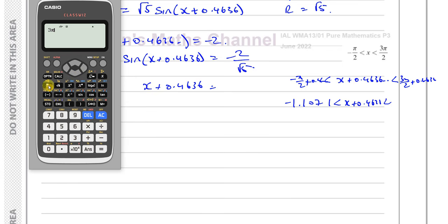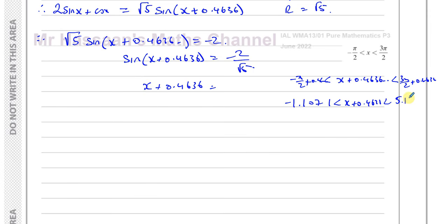3 pi over 2. And I have to, again, add, sorry, 0.4636, which we stored as A. So recall A, that gives me 5.176. That's as far as we can go. We can't go further than that. We can't go less than this.